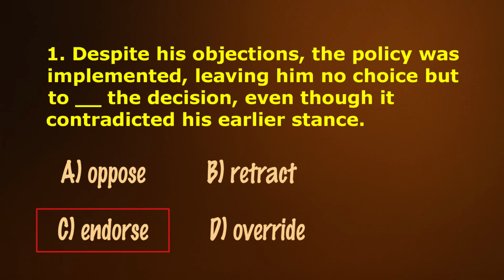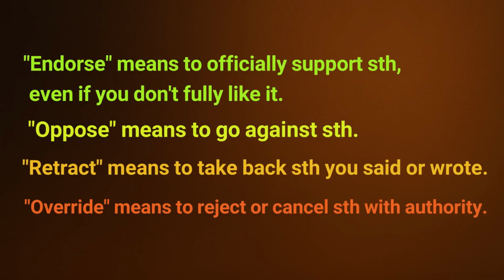Let's see what each word means. Endorse means to officially support something, even if you don't fully like it, which is the correct option here. Oppose means to go against something, but he didn't go against it, he accepted it. Retract means to take back something you said or wrote, which doesn't make any sense here. And lastly, override means to reject or cancel something with authority, and this word doesn't fit here. He didn't cancel anything. In this sentence, he objected, nobody paid any attention, so he was left with no choice but to accept or endorse the decision.